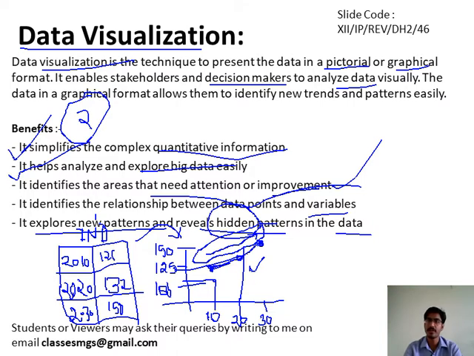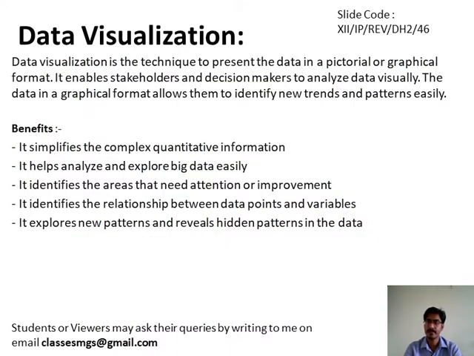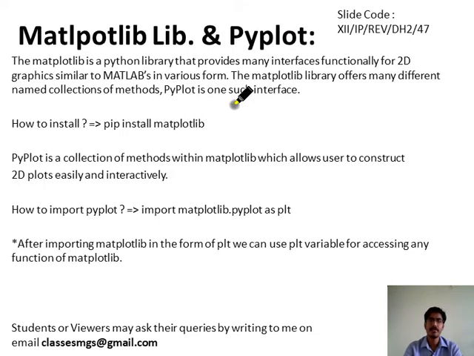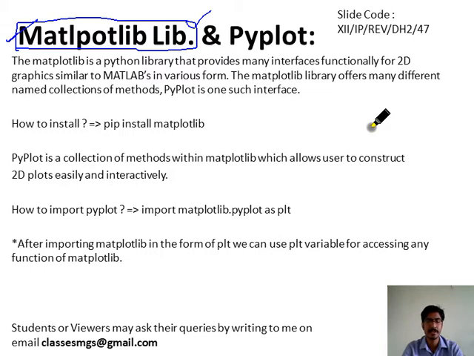Okay, so let me move ahead. Now we will see the library that is basically used to draw bar graphs, pie charts, line graphs, and scatter graphs in Python, which is the matplotlib library. Like we have discussed the NumPy and pandas libraries in previous classes, similarly there is another library, matplotlib, which contains many interfaces or functionalities for drawing 2D graphics.